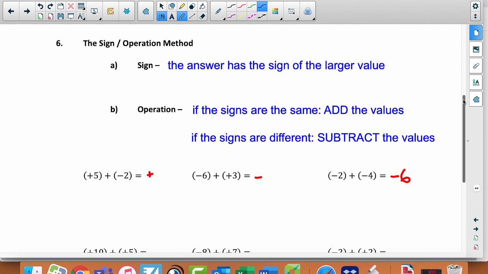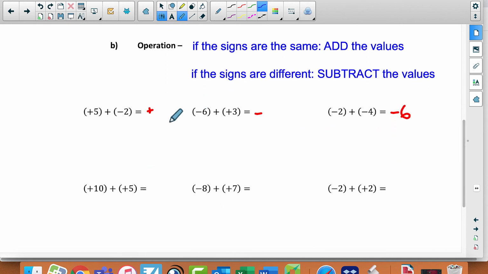Okay, confusing, right? This is why I'm saying many of you probably don't want to deal with this year. But if you do get it, it's great. So for this one, the bigger one's 5. 5 has a positive. There you go. The signs are different. One's positive, one's negative. So we're going to subtract. We subtract the big, which is 5, take away 2, the small. 5 minus 2 is 3. And that's what the answer is.